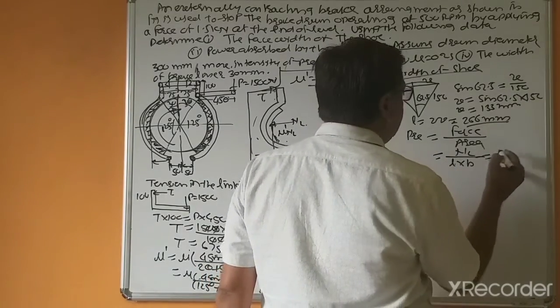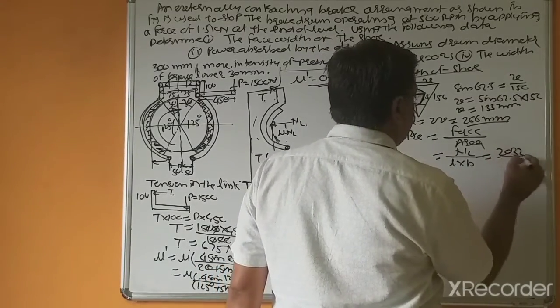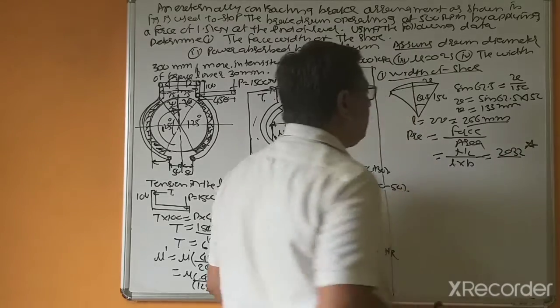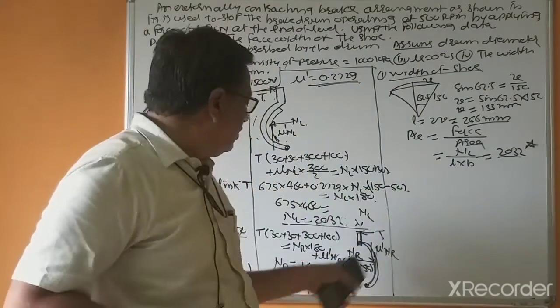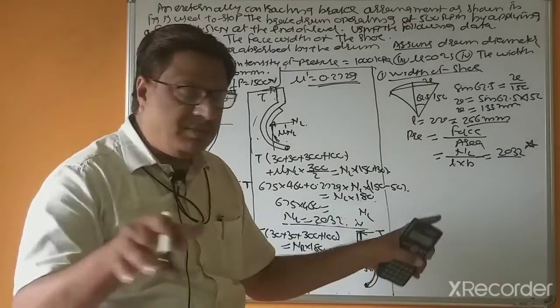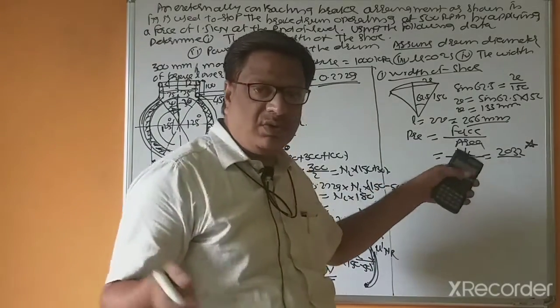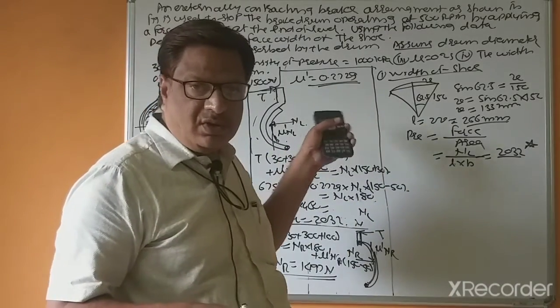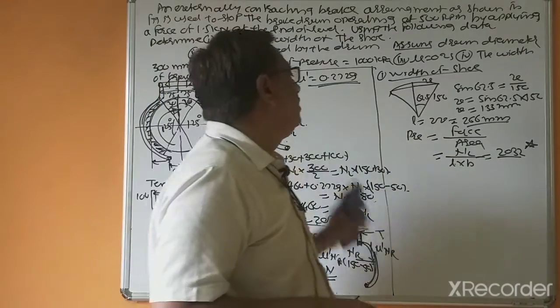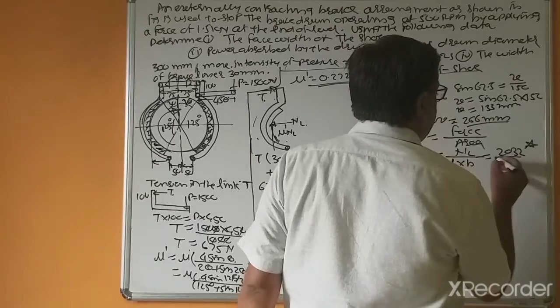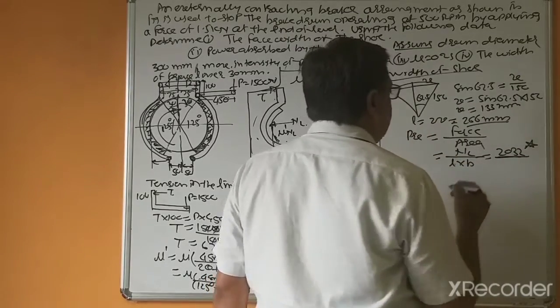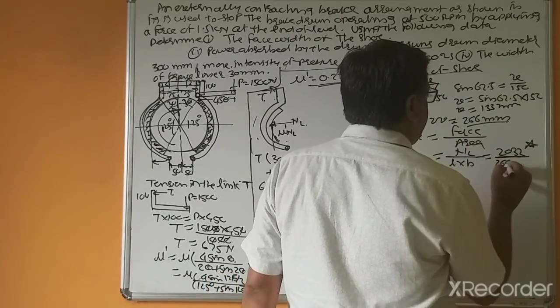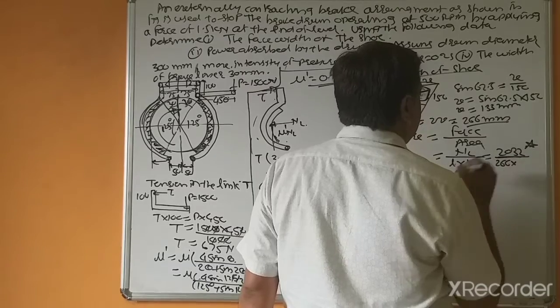So NL equal to 2032. So why this NL? Because this step is important. Otherwise some of the students may consider this as NR or maybe combined. Because NL is the normal force acting on the left brake shoe, and that is more as compared to the right hand side brake shoe. So that's why you can consider this is 2032.